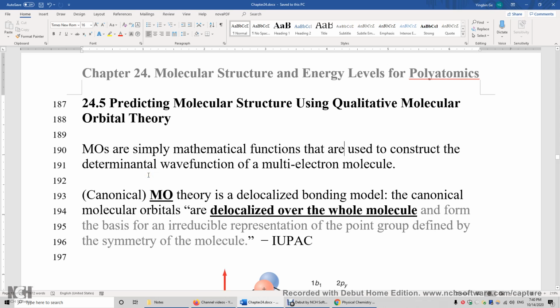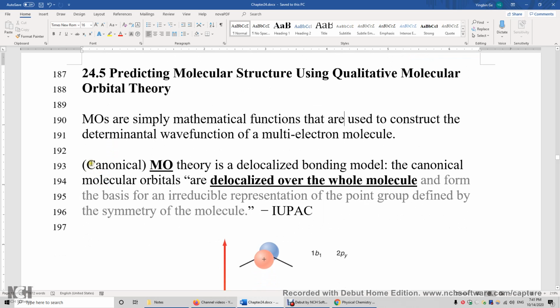Section 24.5 Predicting Molecular Structure Using Qualitative Molecular Orbital Theory. Molecular orbitals are simply mathematical functions that are used to construct the determinantal wave function of a multi-electron molecule. Molecular orbitals may not have any physical meaning.